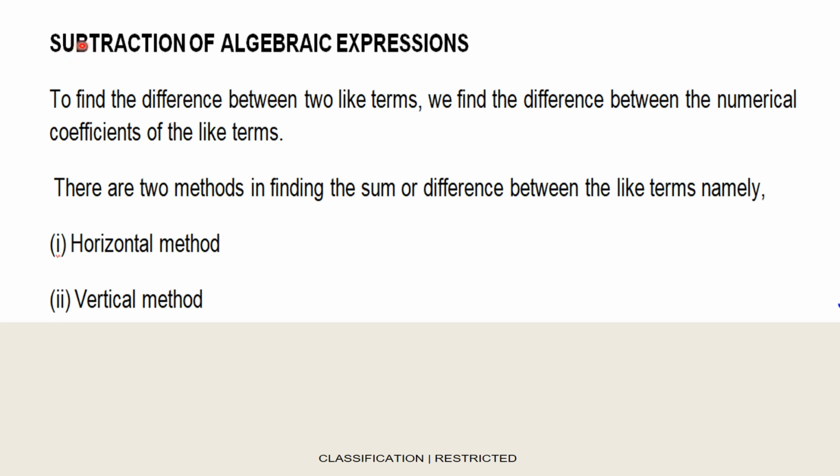First, subtraction of algebraic expression. We have to find out the difference between two like terms. We find the difference between the numerical coefficients of the like terms. There are two methods to find the sum or difference between like terms. What are the two methods? First one horizontal method and second one vertical method.